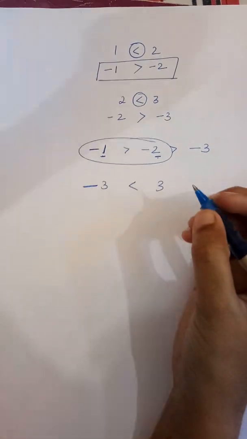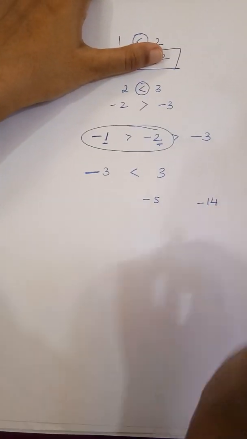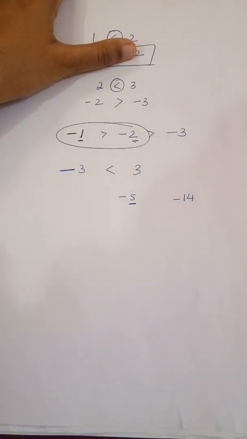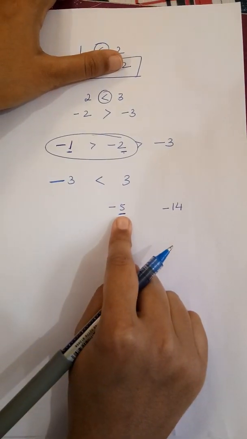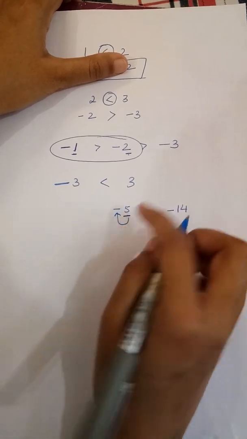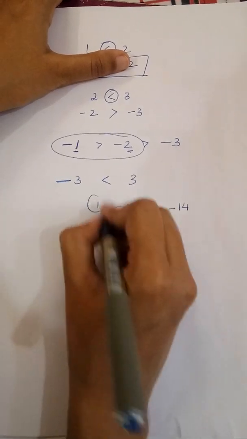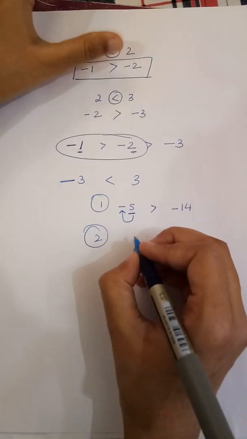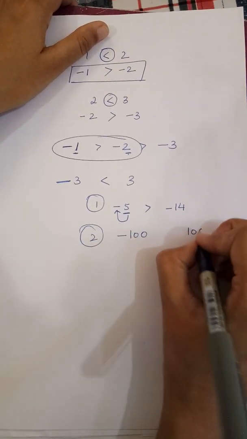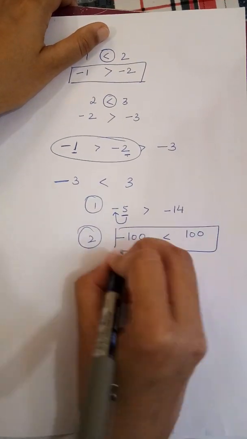Let us take another example. I am taking minus 5 and minus 14. Now out of these two, 5 is the smallest. Since 5 is the smallest, the number with the negative sign will become the greater. So here minus 5 will become greater than minus 14. And this was the first, and the second is all the negative numbers are less than the positive numbers. If I am writing minus 100 and here I am writing 100, now this minus 100 is less than 100, so I am going to write here.